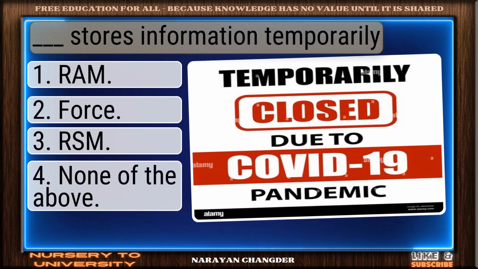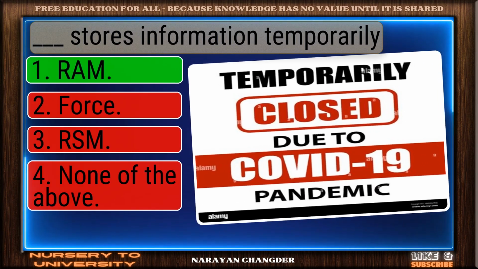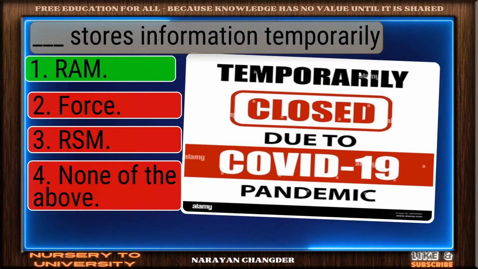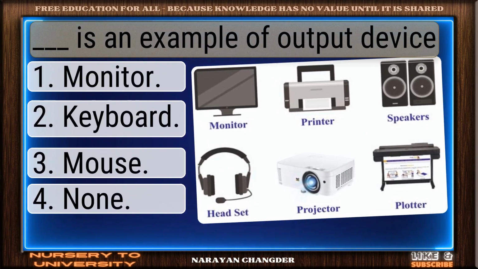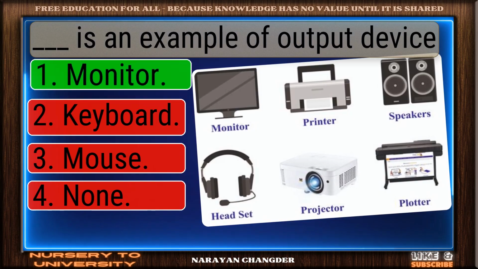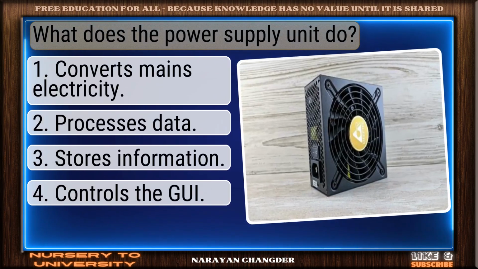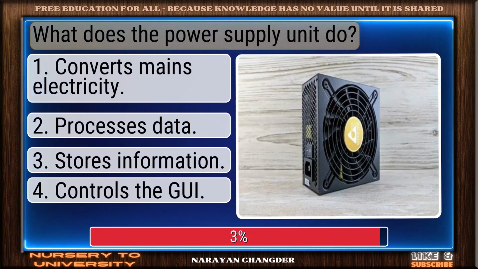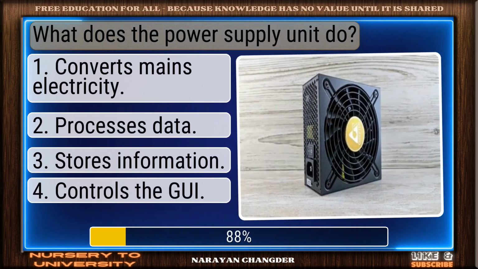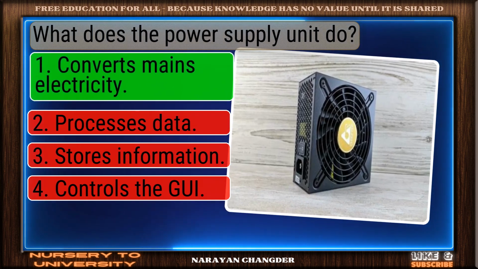Dash stores information temporarily. Sharp thinking. RAM is right. Dash is an example of output device. Well reasoned. Monitor is correct. What does the power supply unit do? Nicely done. Converts mains electricity is solid.